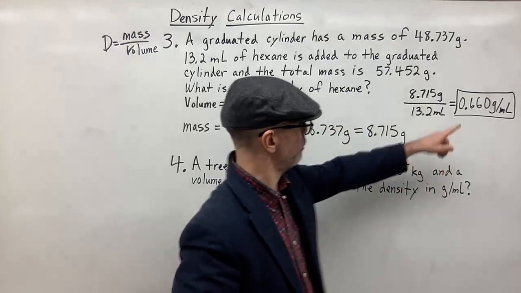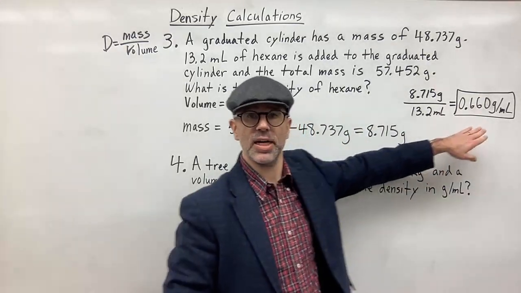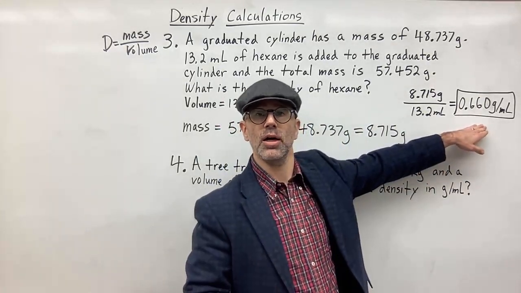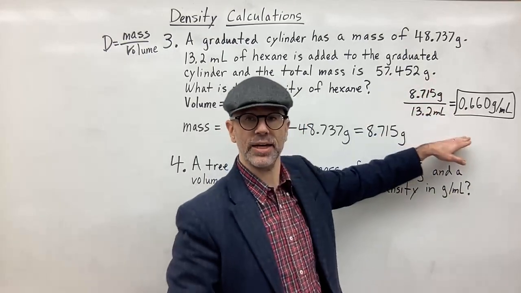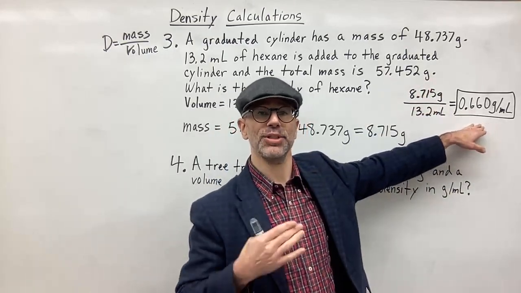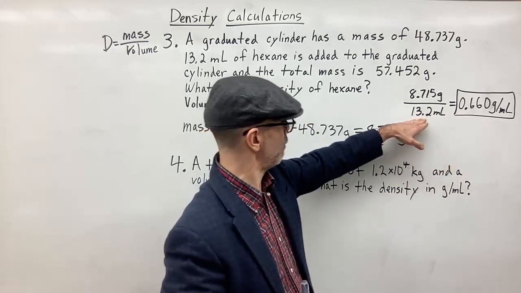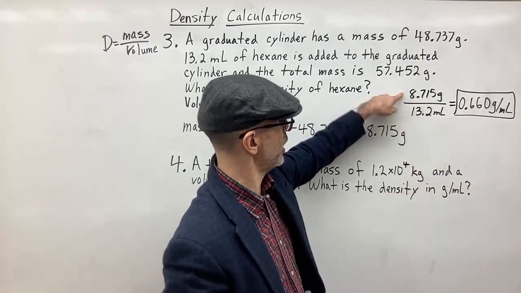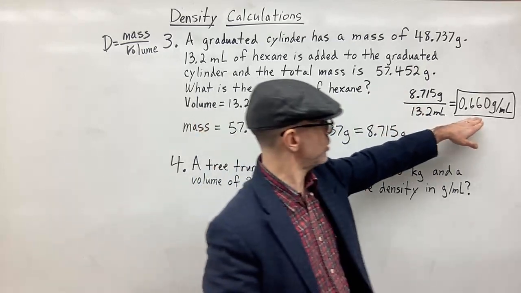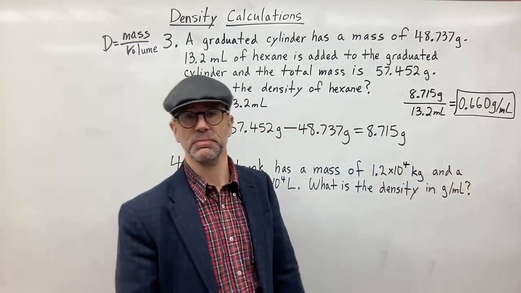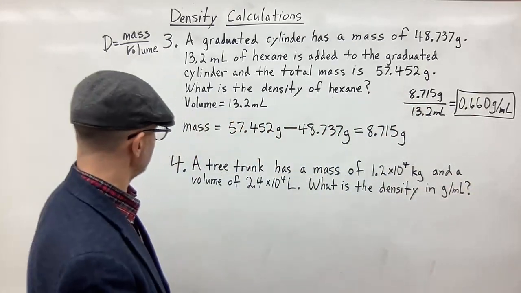And again, I have 3 sig figs here because according to the rule, when I multiply or divide, my answer should have the same number of sig figs as the measurement with the least number of sig figs. I have 3 here. I have 4 here. 3 is less than 4. So I should have 3 sig figs. Okay. What about the next one?